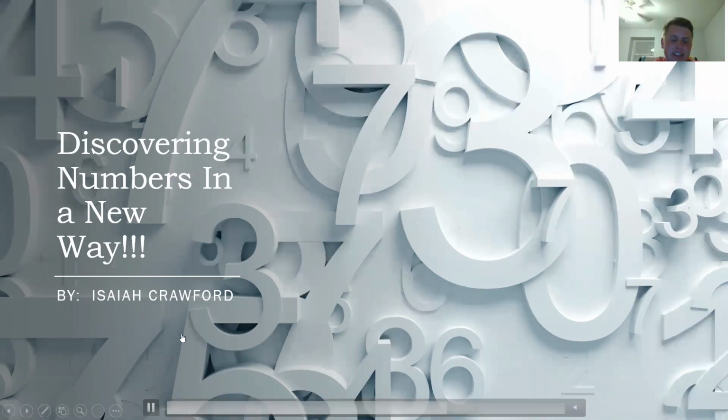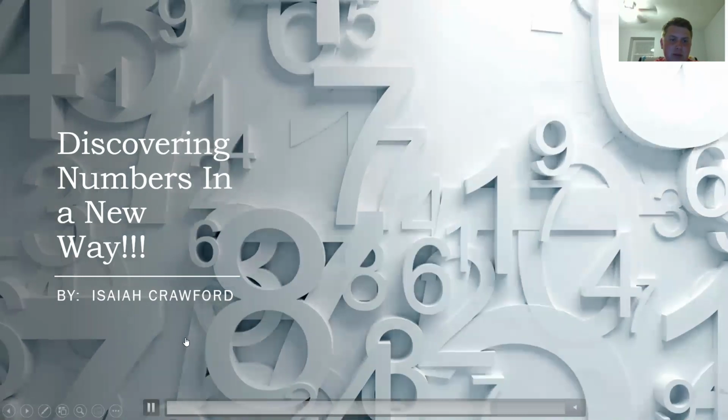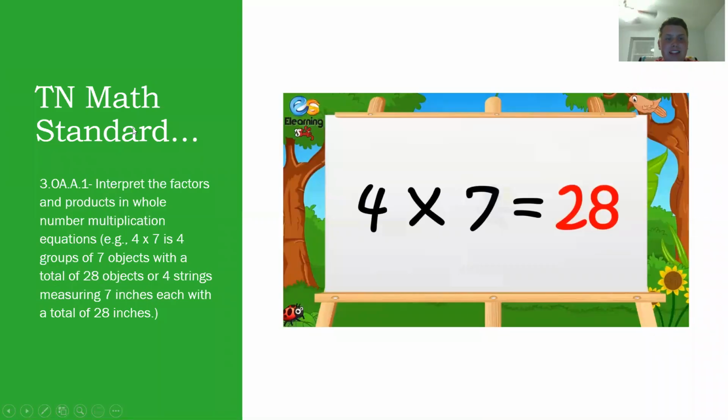The standard I'm using comes from the third grade Tennessee math standards, 3.OA.A.1: Interpret the factors and products in whole number multiplication equations. I chose this standard because it is one of the most important in third grade, since it lays the basis for something children will use for the rest of their lives. You will never not use multiplication. It is very important for students to know as they continue their educational journey and life outside of education.